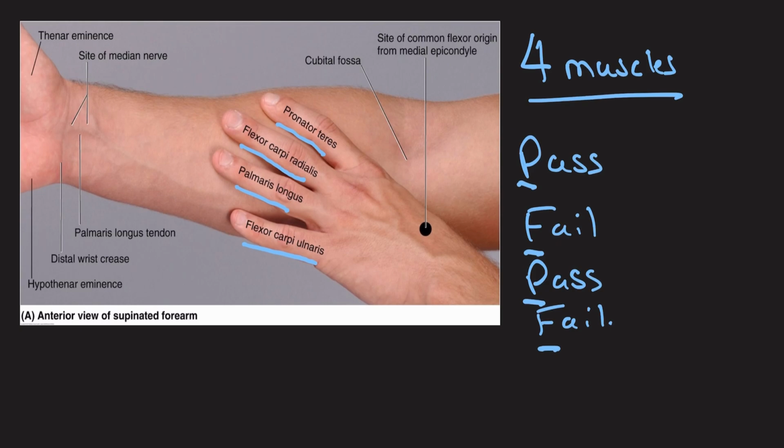So how else can you remember the muscles? The flexor carpi radialis goes along the radial bone. The palmaris longus goes towards the palm, and the flexor carpi ulnaris goes along the ulnar bone. So here, to identify these muscles, if you put your palm on the medial epicondyle here and stretch your four fingers out, this will show you the direction of the four muscles.